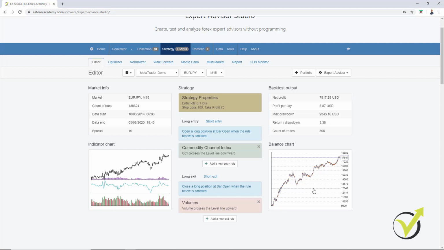17,917. So this strategy has a really good return to drawdown ratio of 3.38, and the simulation here is if we are trading with 0.1 lot size starting with a $10,000 account. With this CCI indicator strategy, we had 17,917 as a result, and this is for the period since October 2014 until May 2020.